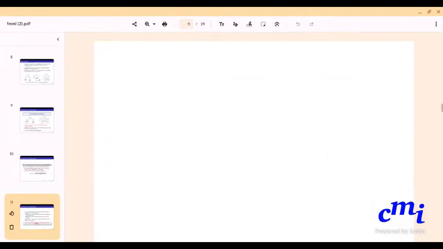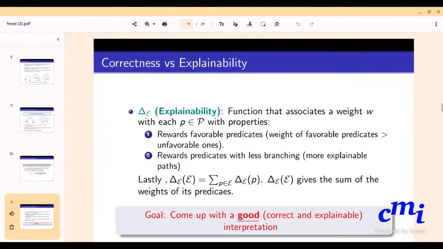I've noted it. Now coming to the term explainability. So what do I mean by explainability? Explainability is classified as a function that associates a weight W with each predicate with the following properties: the user might find some predicates to be more favorable than the others. Maybe somebody finds the number of clouds, the weather, to be a better classifier, a better input than maybe the position of the airplane. So the user is expected to indicate their preferences, and the weights will be consistent with that.